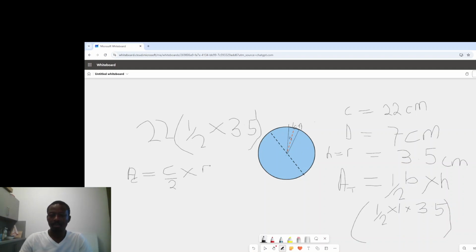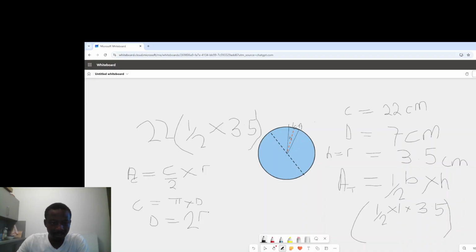And we can further show this. We can replace C with R because C is equal to pi times diameter D. This I showed in my previous video, and D is 2R, just as I've shown here on the diagram.